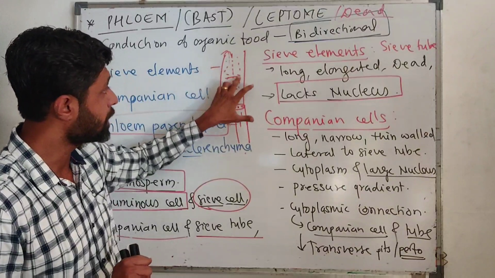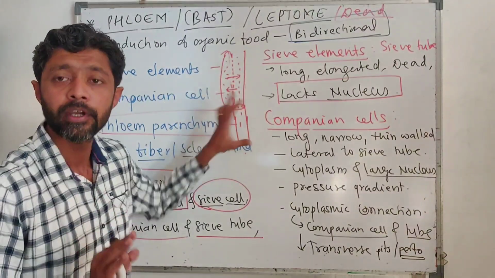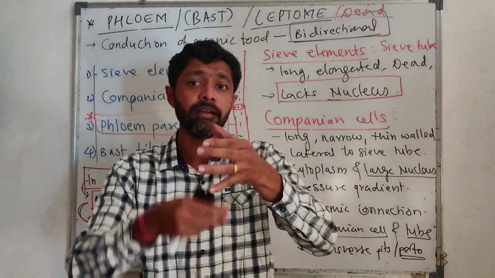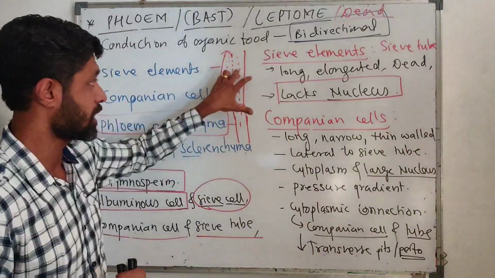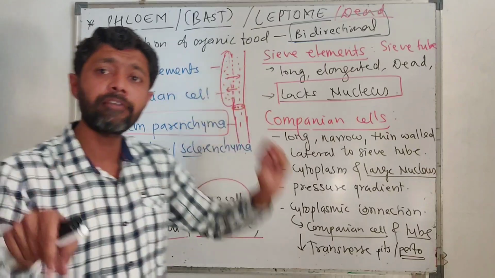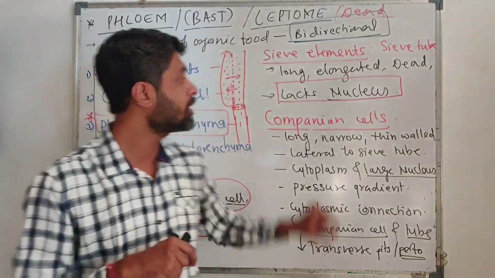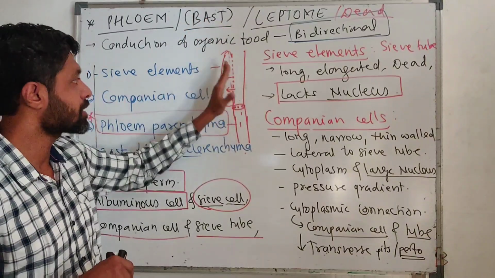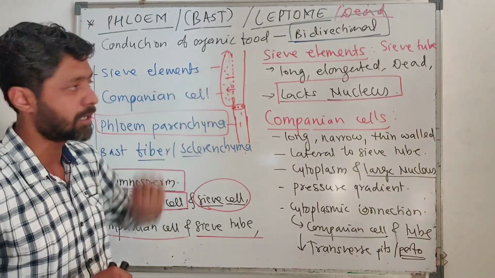These tubes are completely hollow. Inner wall thickening is not present, which means they are totally hollow from the inner side. As in trachea and vessels, there was inner wall thickening. Here, inner wall thickening is not there, so they are completely hollow. And adjacent to them, there will be a companion cell.